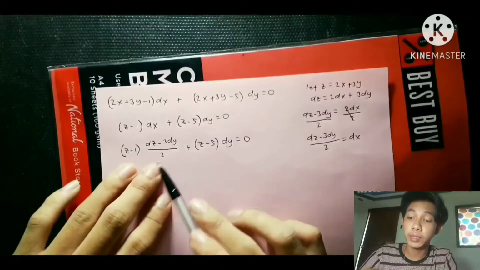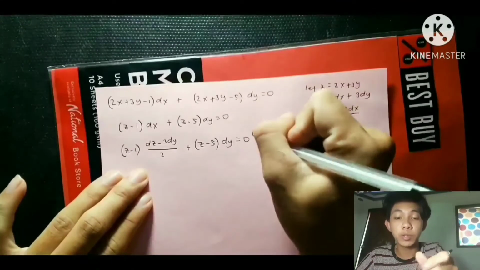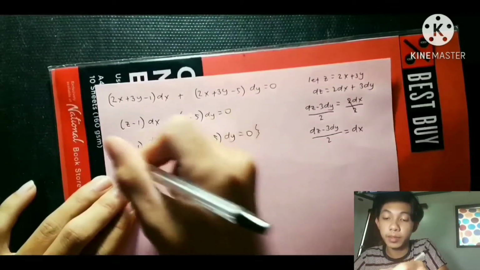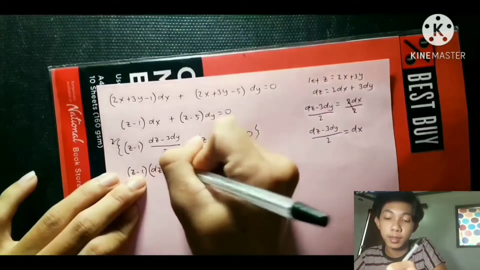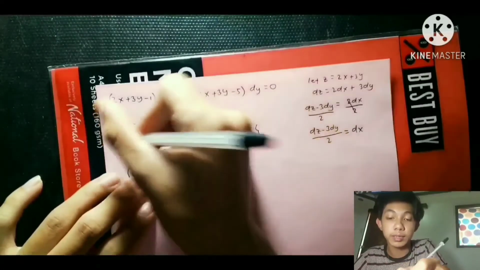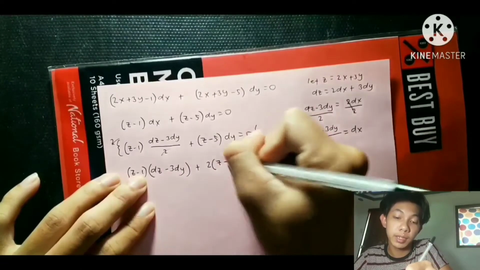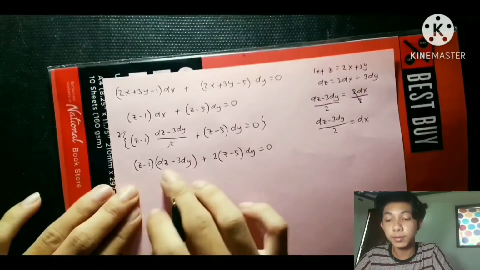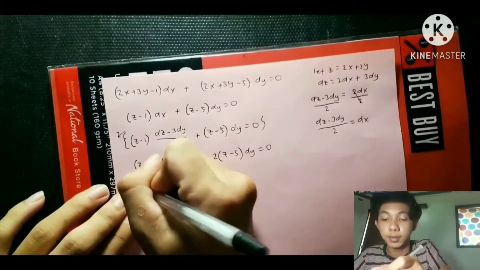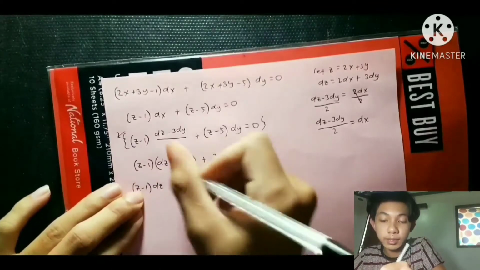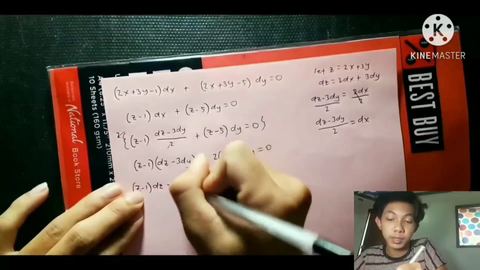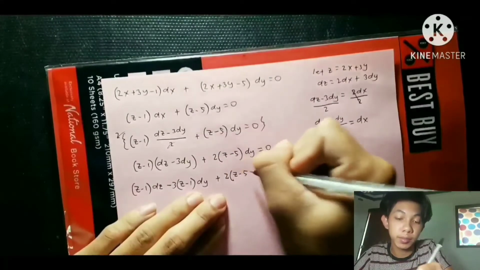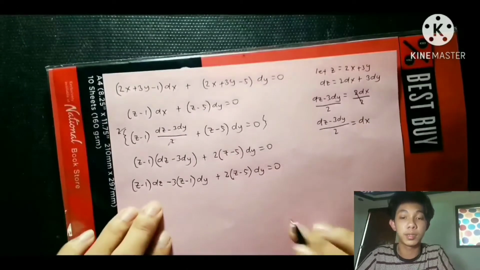You will notice we have a denominator in the equation. We can multiply both sides by 2 to cancel the 2. So it becomes z minus 1, cancel the 2, what remains is dz minus 3 dy plus 2 times z minus 5 dy is equal to 0. So let's simplify it. It becomes z minus 1 times dz minus z minus 1 times 3 dy plus 2, copy, z minus 5 dy is equal to 0.